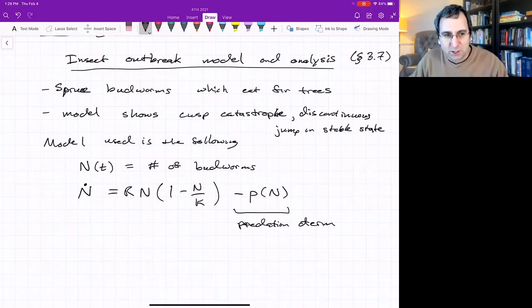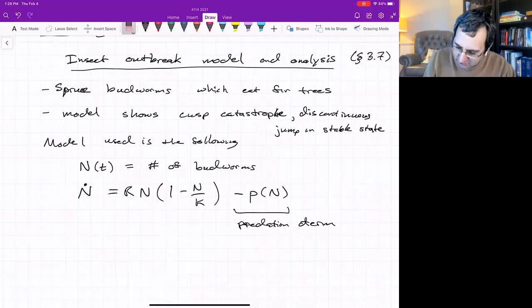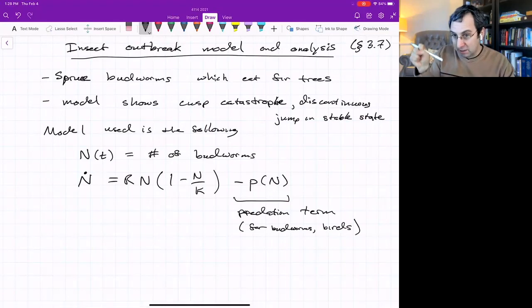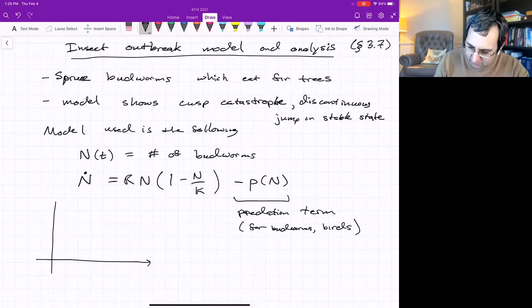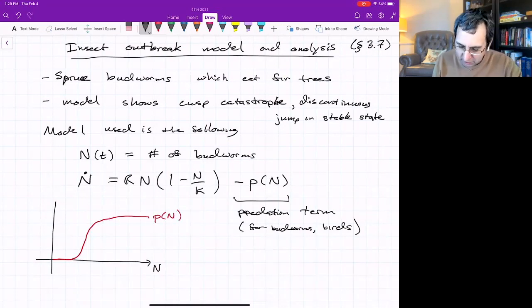That means predators that eat the population of things we're talking about, in this case, budworms. Birds will see the budworms on the tree and eat them. They only start eating them when they see a large enough density. So qualitatively, a plot of P(N) would look like this: it'll be low until some critical value, and then it asymptotes. This is qualitatively P(N). Where it has the greatest rise, there's some population A, above which birds tend to see these things a lot, and below which they don't. Birds can only eat so much.